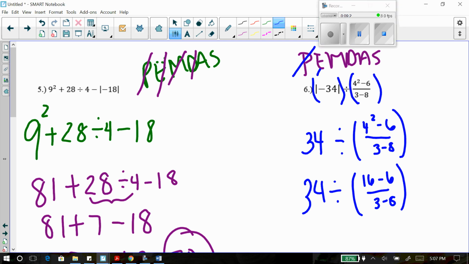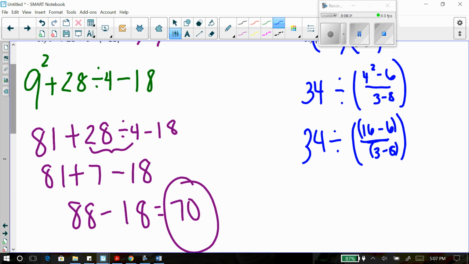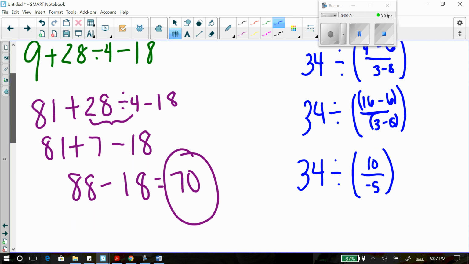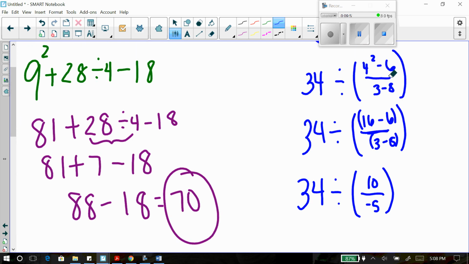Let's do our multiplication and division, but we actually have to do our subtraction before we divide here. Because again, really, these can be written as in parentheses. So 16 divided by 6 is 10. 3 minus 8 is negative 5. So when you have stuff in a fraction like that, where you have a lot going on in the numerator, a lot going on in the denominator, you have to simplify them first, because again, those can really be written in parentheses, which we'd have to do before we do division.